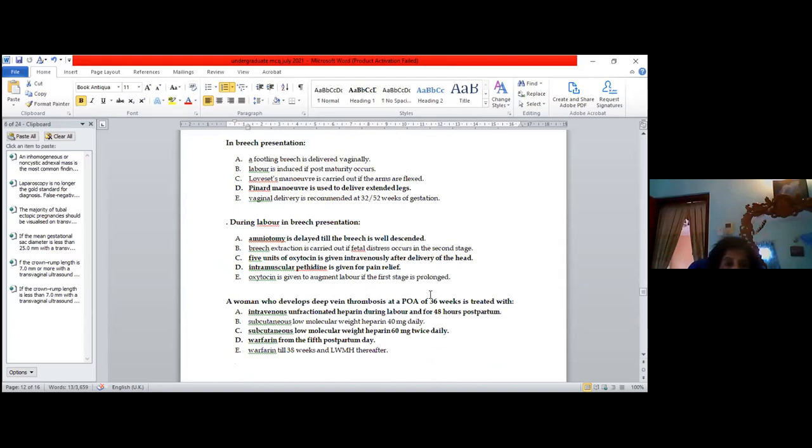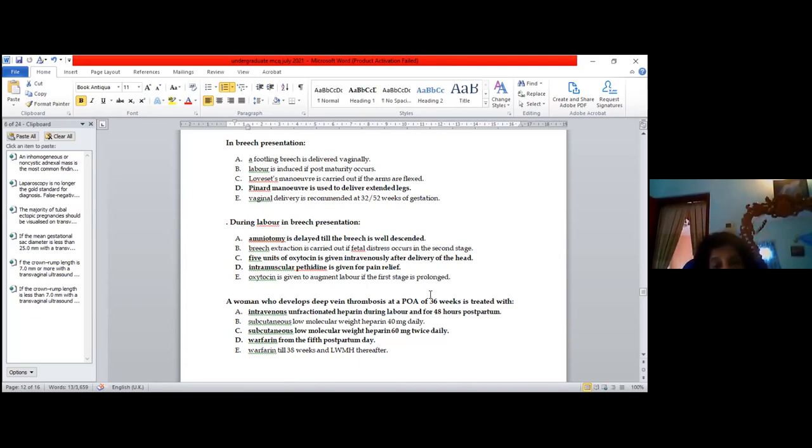During labor in breech presentation, amniotomy is delayed till the breech is well descended. Yes, because otherwise cord prolapse can occur. We wait until the breech is well descended and well applied to the cervix before doing an amniotomy. Breech extraction is carried out if fetal distress occurs in the second stage. It's wrong. I told you yesterday also. Breech extraction can be carried out only for emergency deliveries and second twin operations. In no other situation can you carry out breech extraction for a second stage problem in singleton breech.